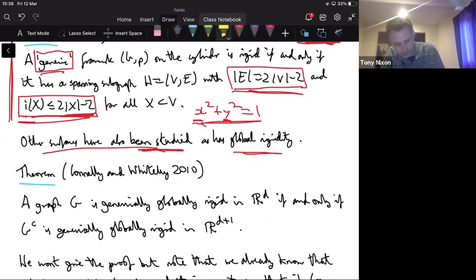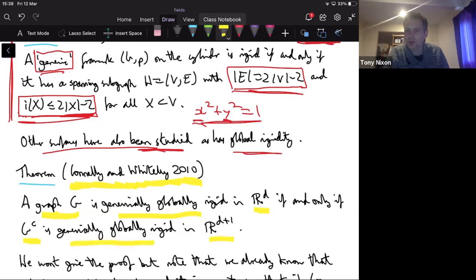And this was studied by Bob Connelly and Walter Whiteley in 2010, and I direct you to their paper for examples, but it's not true geometrically to the same extent as it was for rigidity. But what is true is the generic situation. So if we talk about graphs, a graph is generically globally rigid in R^d if and only if its cone is generically globally rigid in R^(d+1). So we can do that transfer.